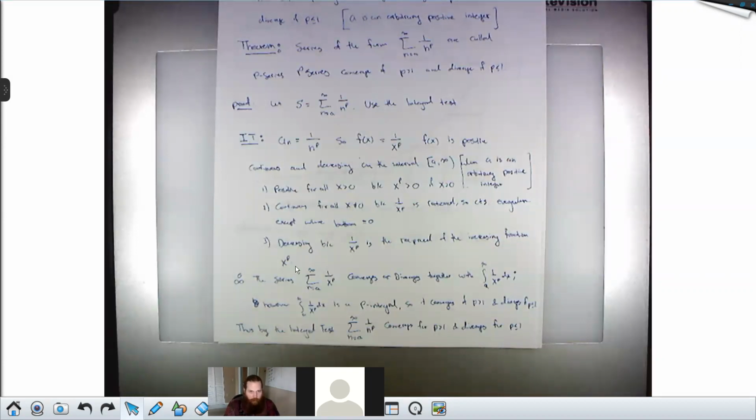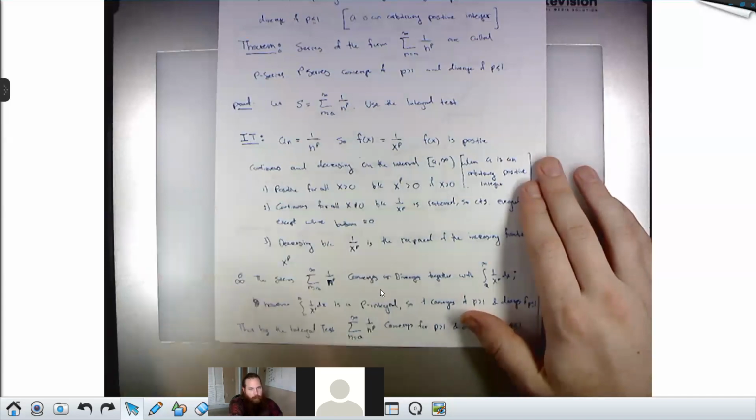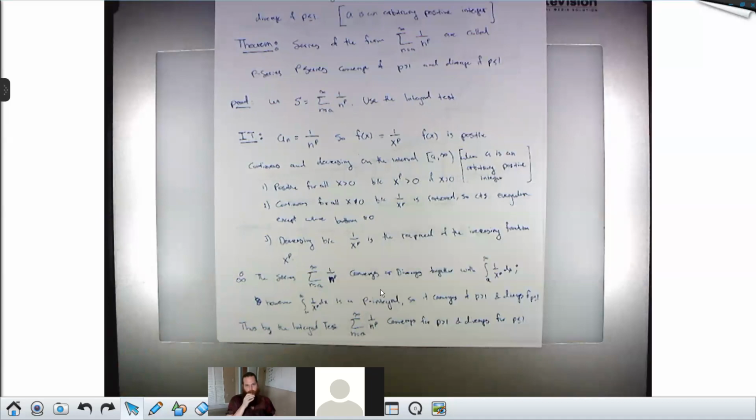And these things are true. Therefore, the series converges or diverges together with this integral. Oh, did I write an x here? I'm sorry, please fix this. I goofed here, a little typo. The series here should be 1 over n to the p. So the series sigma 1 over n to the p converges or diverges together with the integral of 1 over x to the p.